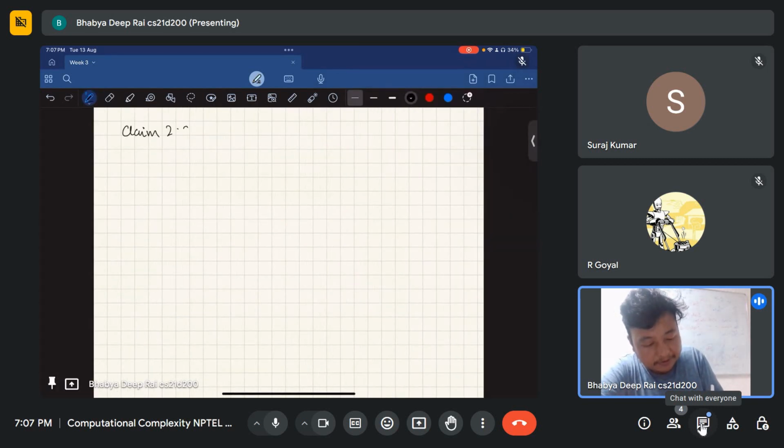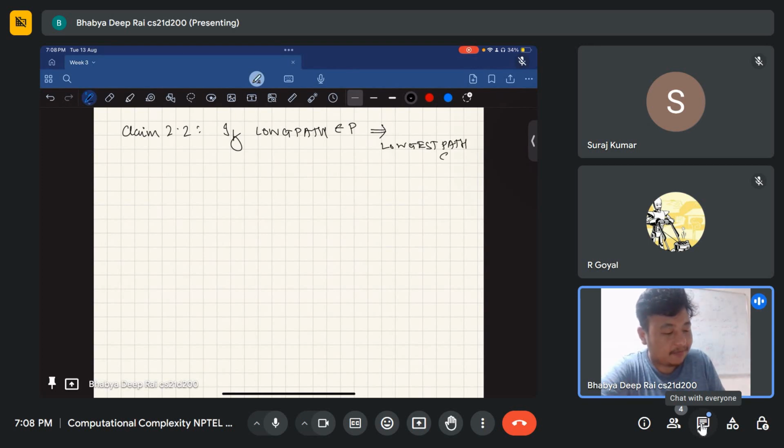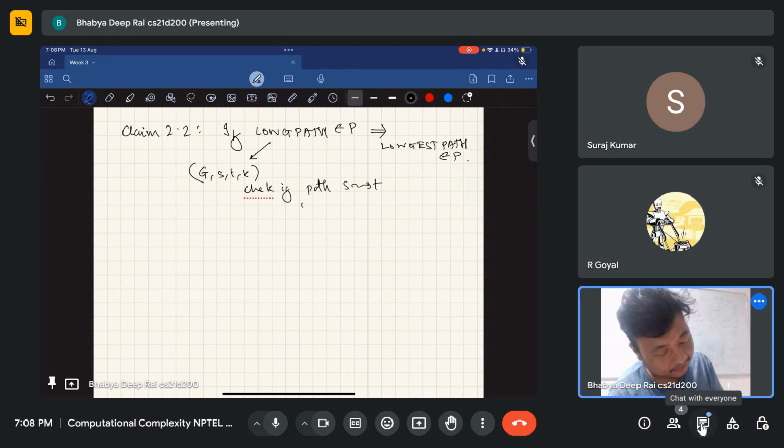Claim 2.2 is as follows. If long path is in P, then longest path is also in P. Any idea how? It is quite straightforward. What does long path do? Given G, S, T, K, check if there is a path from S to T of length at least k.